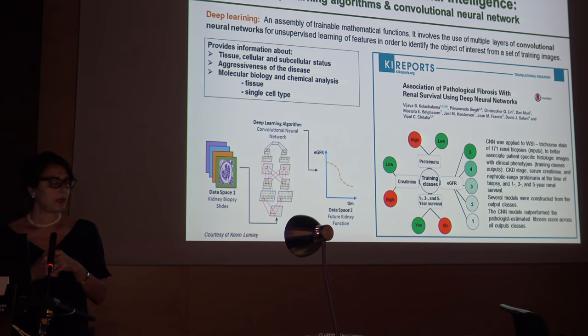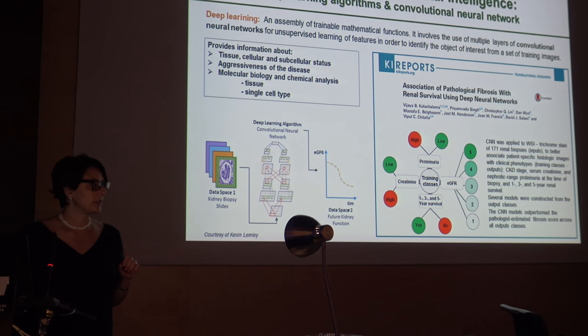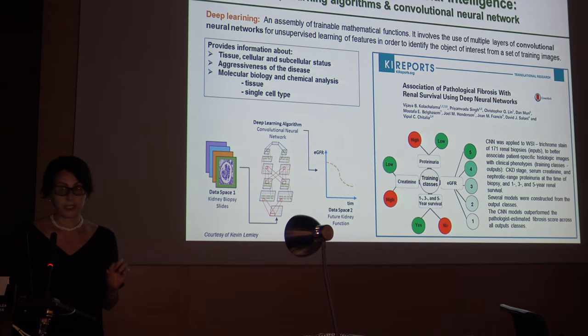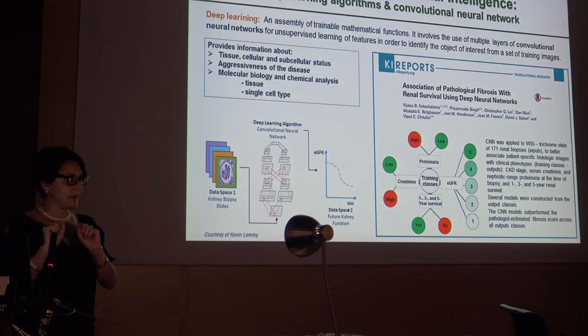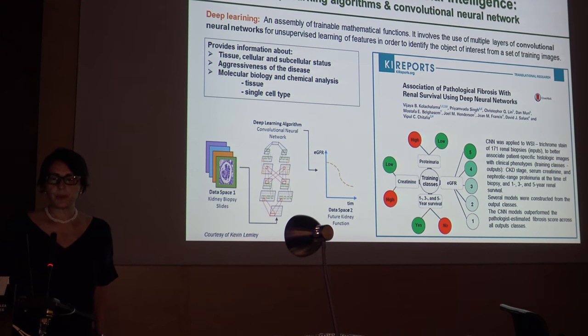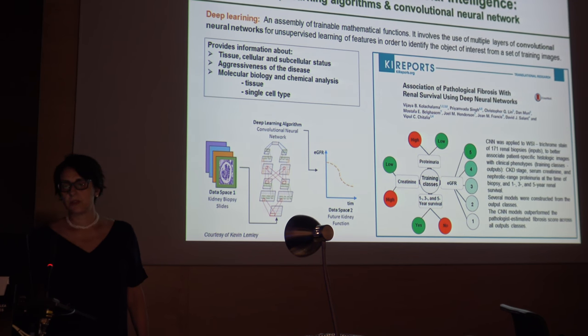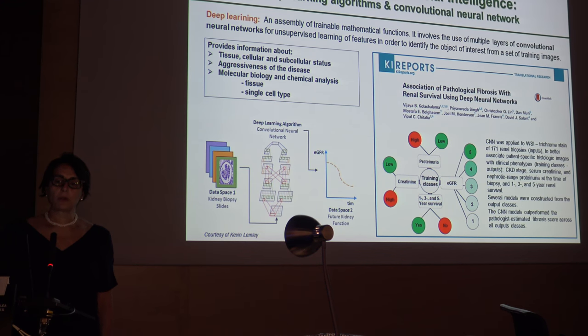Deep learning is an assembly of trainable mathematical functions, and it involves the use of multiple layers of convolutional neural network for unsupervised learning of features in order to identify the object of interest from a set of training images. What does it mean? That we train it, we give the computer a series of images, we segment them out, say, look at this, look at this, look at this, and the computer starts doing it by itself. Right? And provides information about tissue, cellular, subcellular status, the aggressiveness of disease, and with the goal to come up with some molecular, biological, chemical analysis as well.